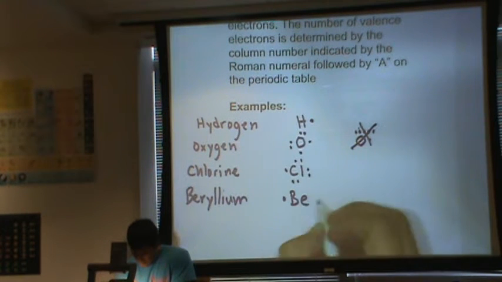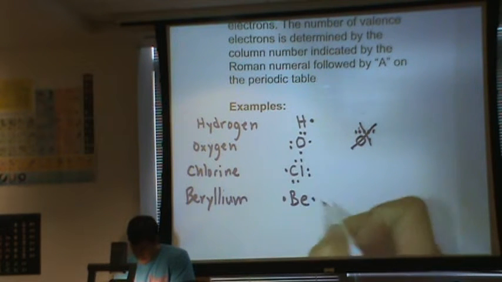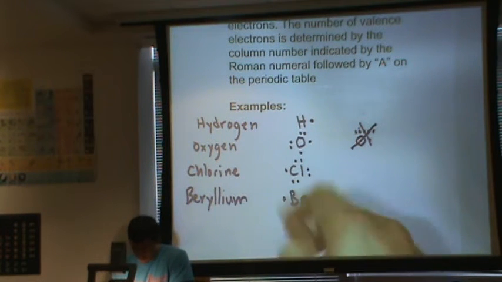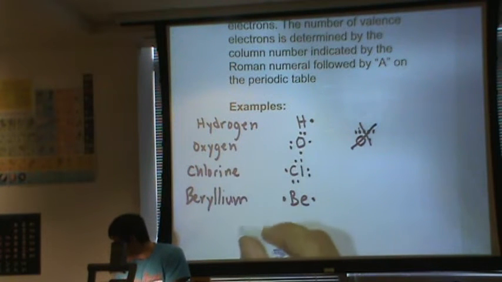Beryllium is going to be, I'm just going to write it 1 and then 2 like this. You could write the other one here. Typically you want to go around one circle before you start filling in pairs like you do for these.